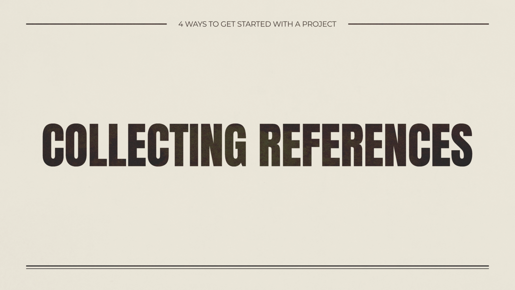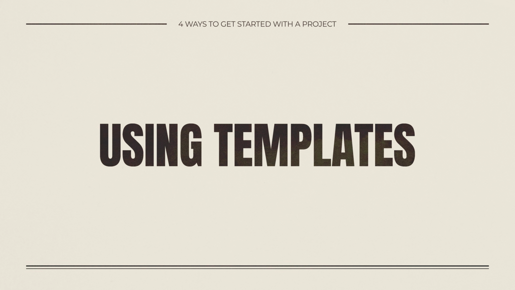The first one is collecting your references and pasting them right into Kittl. You don't have to go anywhere else. You don't have to download them, export them, or import them. You can just copy and paste them right into Kittl. The second one is going through our templates. We have a massive library. I couldn't even tell you how many, 100,000 plus probably. I have no idea.